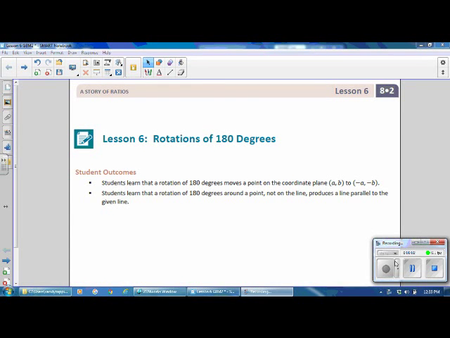This is Mrs. Zappia with Lesson 6, Rotations of 180 Degrees. This is from Grade 8, Module 2. Student outcomes for this lesson.